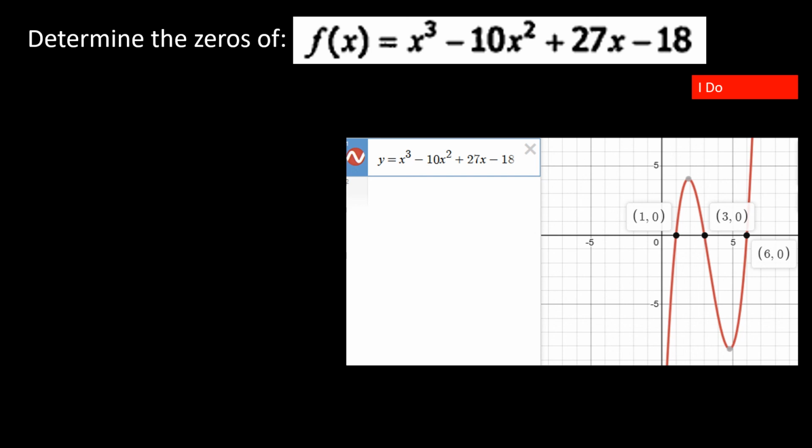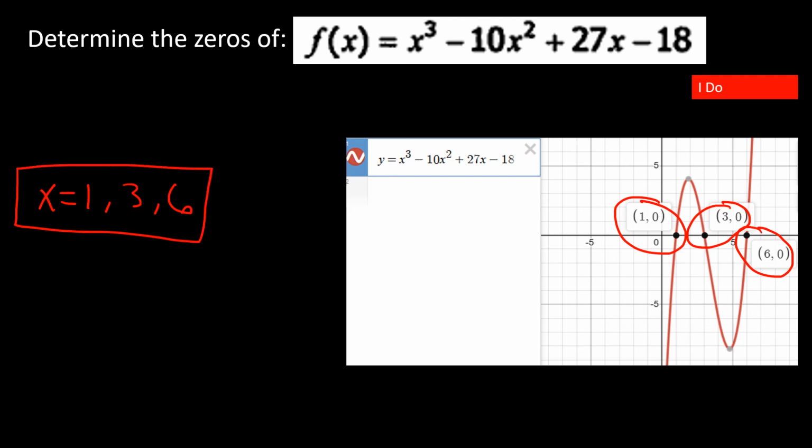You can easily just put this into Desmos, and we look at our solutions at 1. We have another one here at 3, and our last one here at 6. So your answer should be x equals 1, 3, and 6. And there you go.